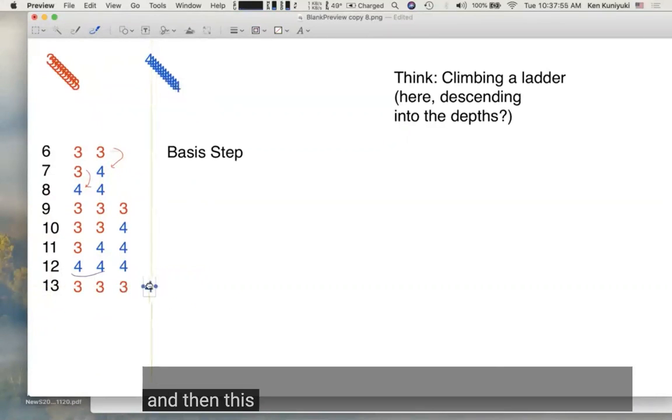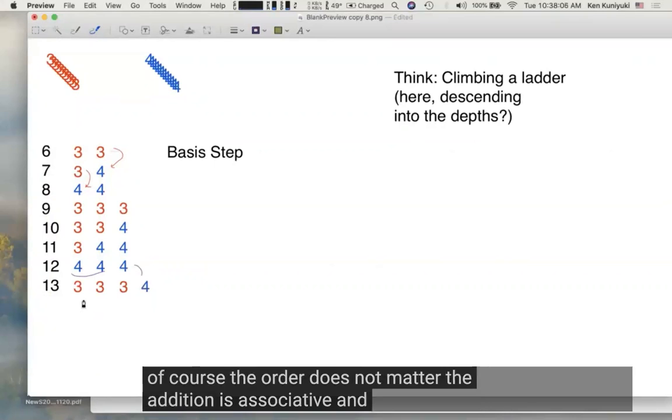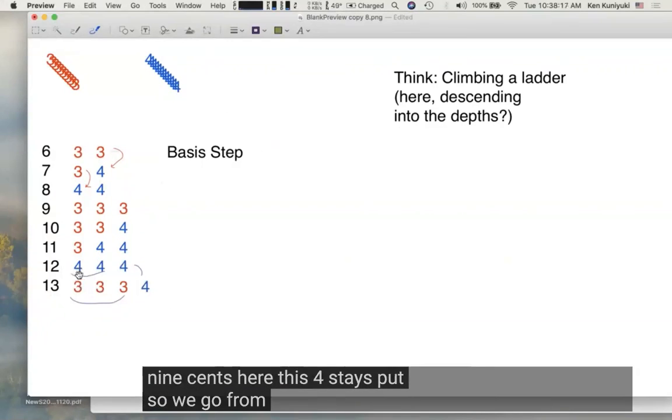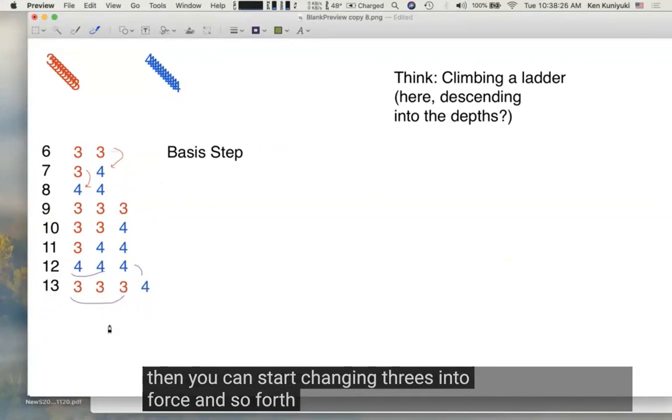And then this last 4-cent stamp goes over here. Of course, the order does not matter. Addition is associative and commutative. All right, so again, the 2 4s become 3 3s. We go from 8 cents here to 9 cents here. This 4 stays put. So we go from 12 cents to 13 cents over here. 3 plus 3 plus 3 plus 4 is 13. And then you can start changing 3s into 4s and so forth.